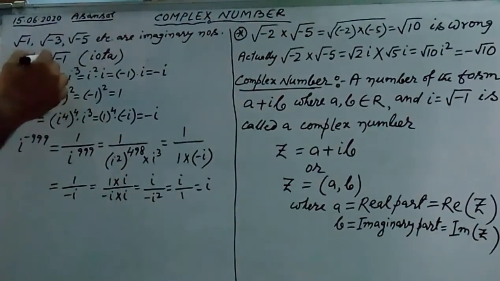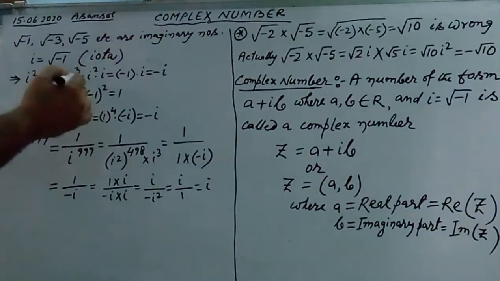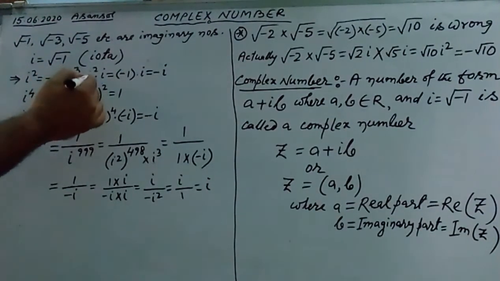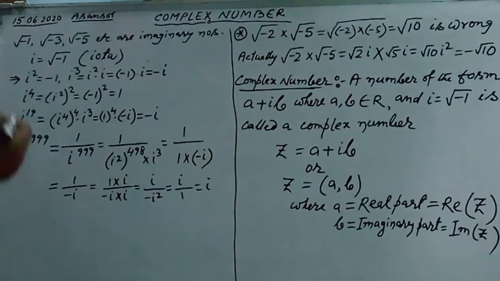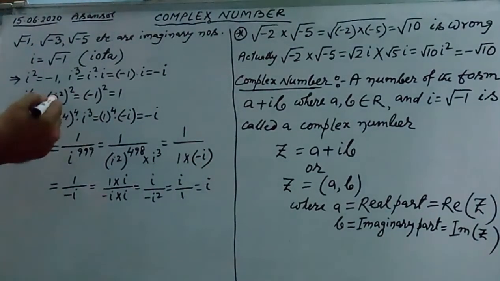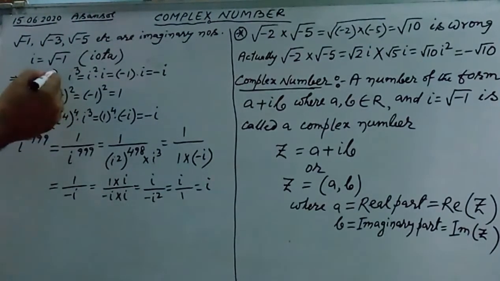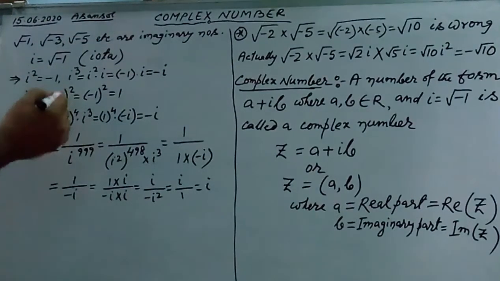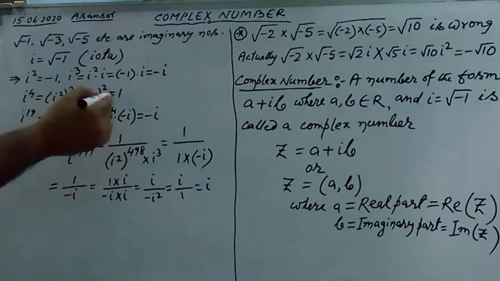If i is equal to square root of minus 1, then i square will be minus 1, since if we square this, we get minus 1. i cube is equal to i square into i. This i square is equal to minus 1, so minus 1 into i is equal to minus i. i to the power 4 is equal to the square of i square. But i square is equal to minus 1, and minus 1 square is equal to 1.